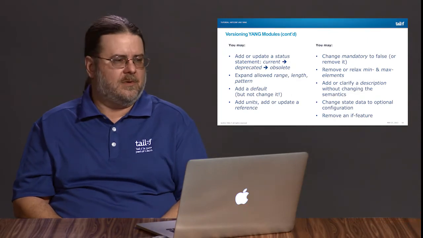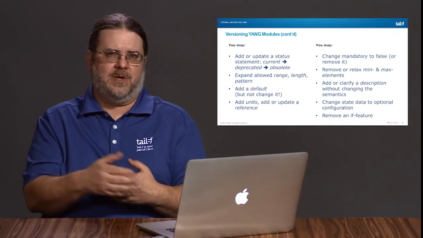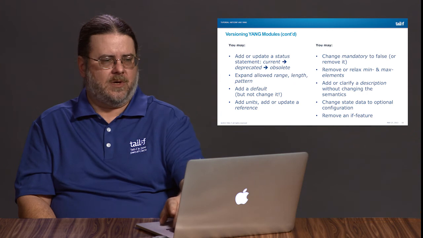Other things you may do. You can add a status statement to items in the model. So statuses go from current to deprecated to obsolete as guidance for users of the data model for fields they should or shouldn't set. You can do things like expand range and length restrictions on types because that's still backward compatible, etc. in the list here. You can change something that was mandatory true to now mandatory false. You can remove and relax min and max elements, meaning if previously max elements was 512, you could change it to be 1024, etc. here.